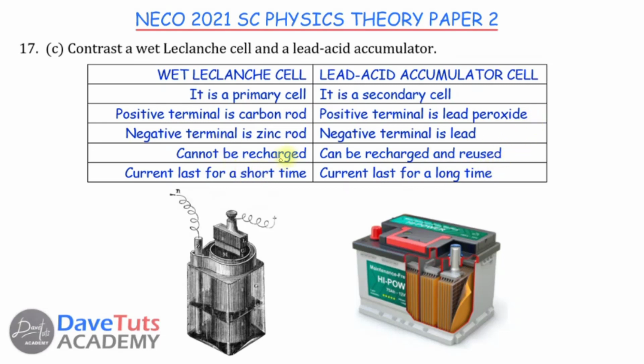And for the Leclanche cell, the current only lasts for a short time, but for the accumulator cell, since it is a secondary cell, the current will last for a long time, and even the durability will definitely last far longer. So you can find that being used in your motor vehicle because it is recharged and the current can last for a long time.